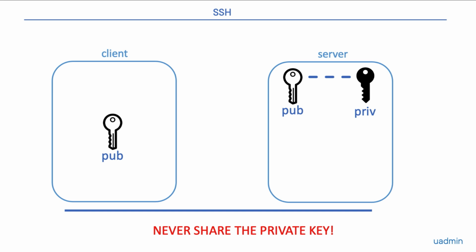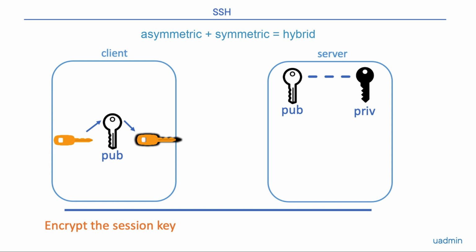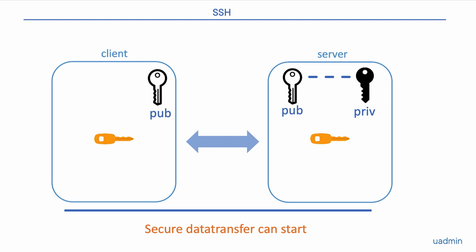So to end this very high-level conceptual overview, the client generates a session key to encrypt the data between the client and the server. But before it starts sending data, it first encrypts the session key with the server's public key, and then sends the session key to the server, which will decrypt this session key with its own private key. And now that both systems have the session key, secure transfer can begin.